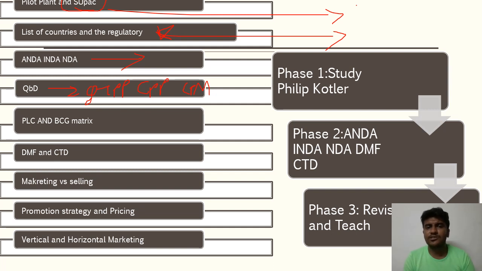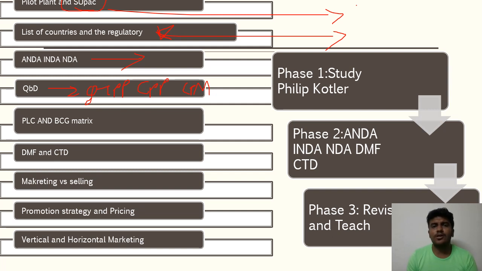Next up is promotional strategy and pricing. There are different promotional strategies like discounts, vouchers, coupons, selling codes, and many others, like BOGOF, which is buy one get one free, or buy two get one free, or something like that. These are all promotional strategies.